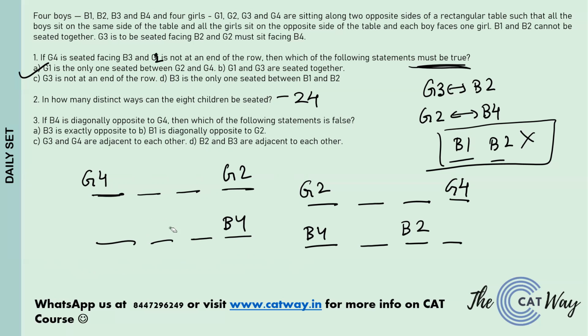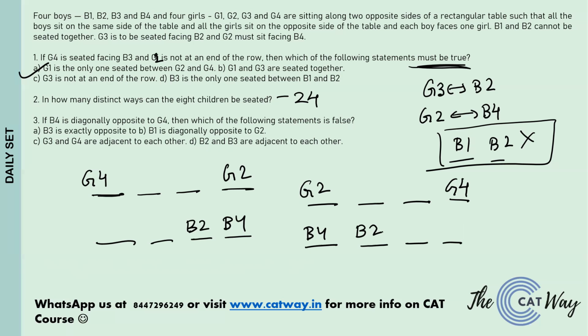So definitely B2 cannot be the person sitting over here. B2 also cannot be sitting over here. In this case, that means B2 is going to sit over here. And in this case, B2 couldn't sit over here or over here, so that means B2 is going to sit over here.